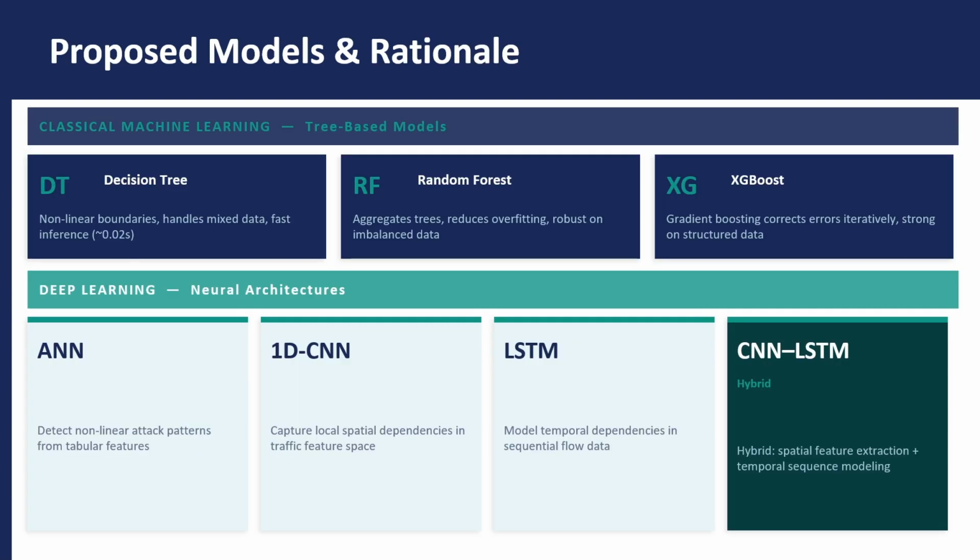Proposed models. We evaluated 7 models in total, a mix of machine learning and deep learning approaches, which are Decision Tree, Random Forest, and XGBoost. On the deep learning side, we evaluated 4 neural architectures: ANN, 1D CNN, LSTM, and CNN-LSTM.